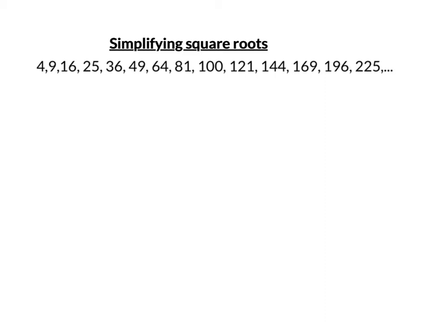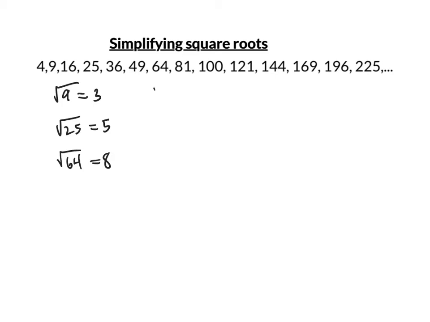So if I take the square root of 9, I get 3. The square root of 25 is 5. The square root of 64 is 8. Any of these numbers produces a nice whole number answer when you take the square root. But a lot of numbers don't.